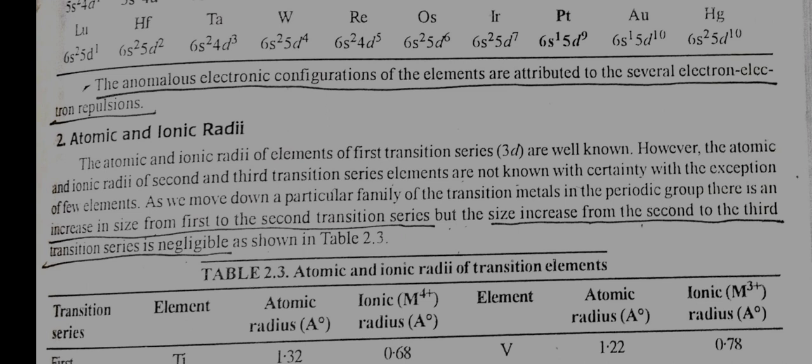exception of few elements. As we move down a particular family of the transition metals in the periodic group, there is an increase in size from first to the second transition series, but the size increase from second to the third transition series is negligible.